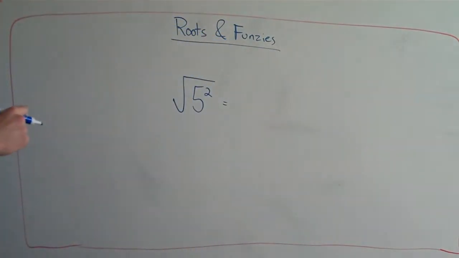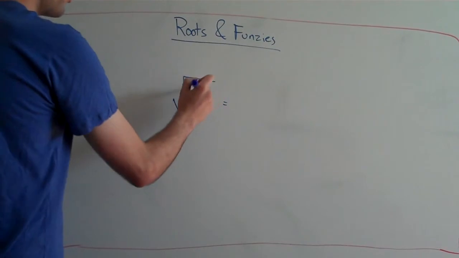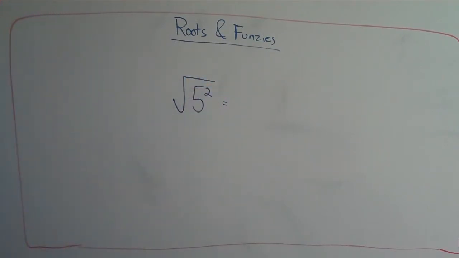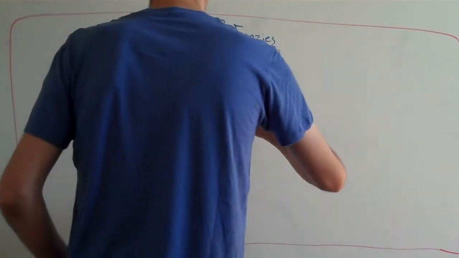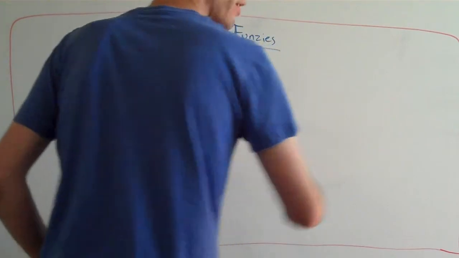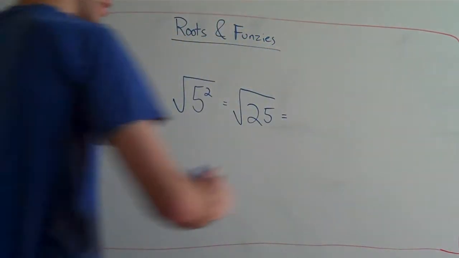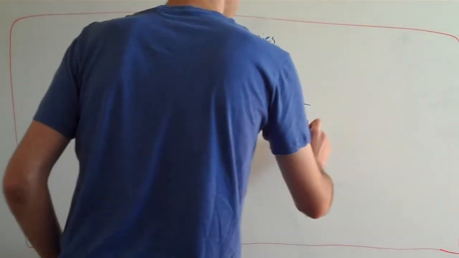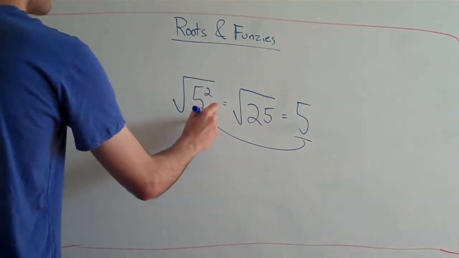Isn't that a funny looking question? The square root of 5 squared. What's that going to turn out to be? It's going to actually turn out to be 10. Good guess. No, 25. So you've done the first step. The root of 25. What's the root of 25? It's 5.